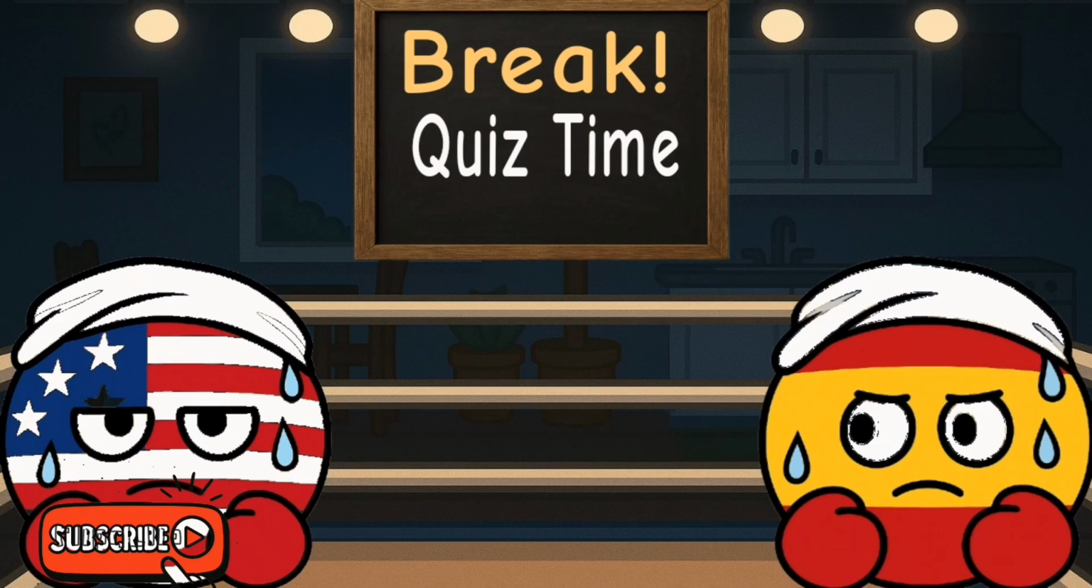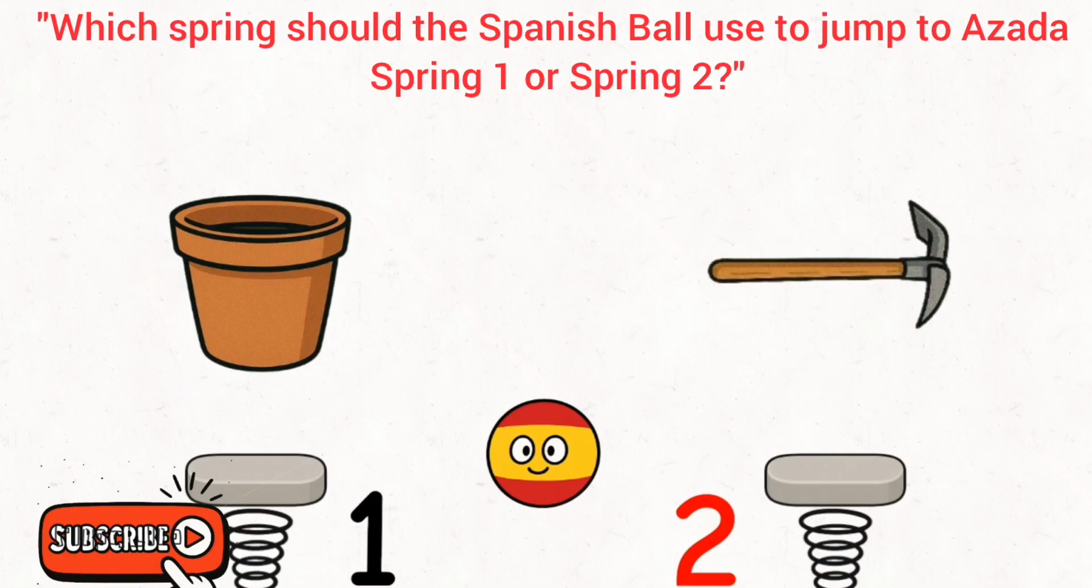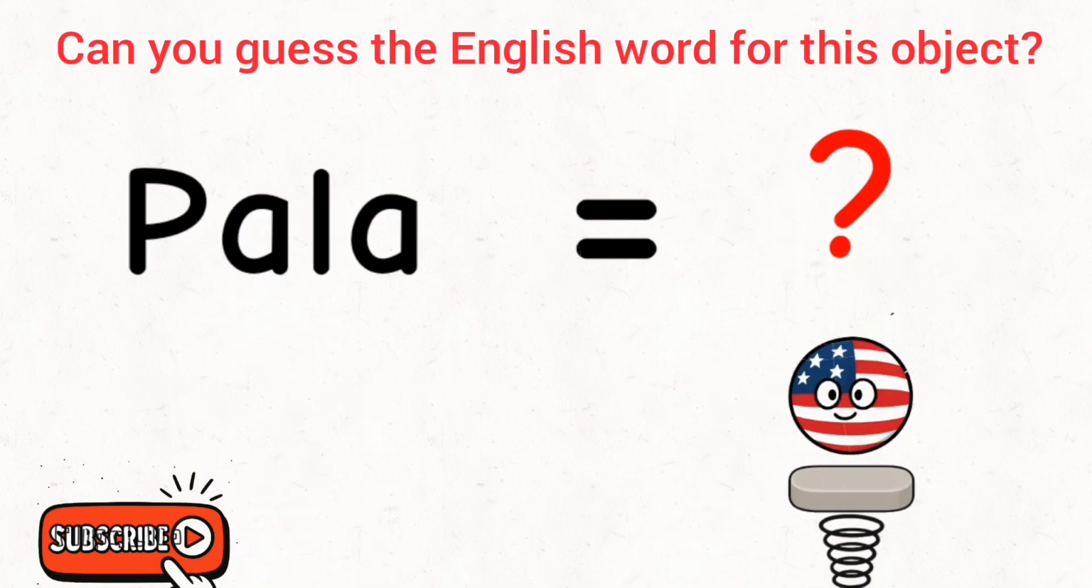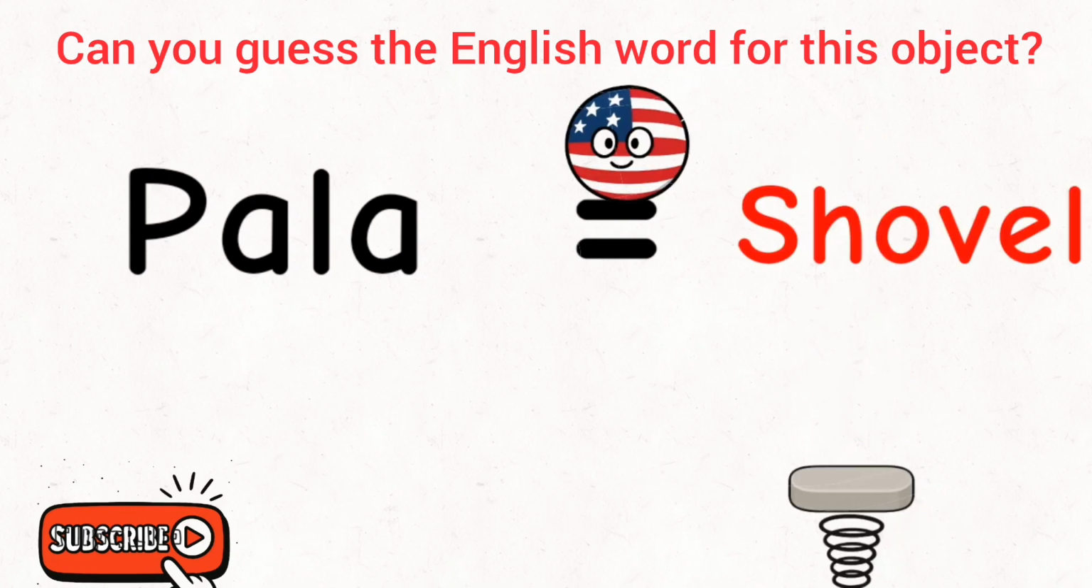Break. Quiz time. Which spring should the Spanish ball use to jump to Azada? Spring 1 or spring 2? The correct answer is spring 2. Can you guess the English word for this object? The correct answer is shovel.